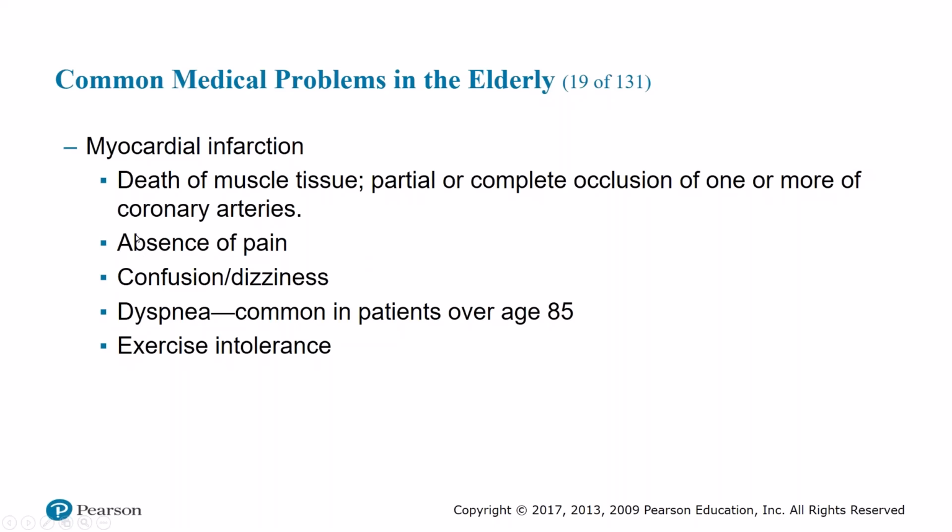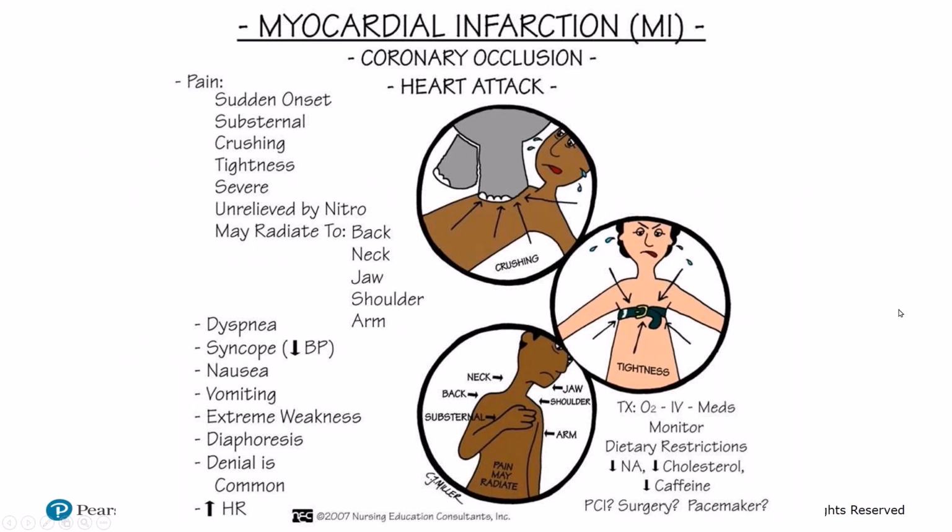Females typically present very differently. Female individuals may have periods of syncope or something like that. That's why all those patients should have a 12 lead done, just for diagnostic sake, to make sure everything's good. Shortness of breath is common in patients over 85, and most of these patients have exercise intolerance. So here's another one of those things: patients can present themselves in many, many ways.